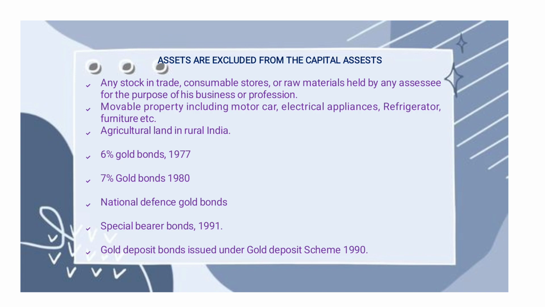At the same time, movable property, for example, refrigerator, furniture, motor car and electrical appliances, are excluded from the capital asset. Then agricultural land situated in rural India is also excluded. And some bonds are not included in capital asset. That is 6% gold bond 1977, 7% gold bond 1980, National Defence Gold Bond, Special Bearer Bonds 1991, and Gold Deposit Bonds issued under Gold Deposit Scheme 1990. So these are the assets excluded from the capital assets.